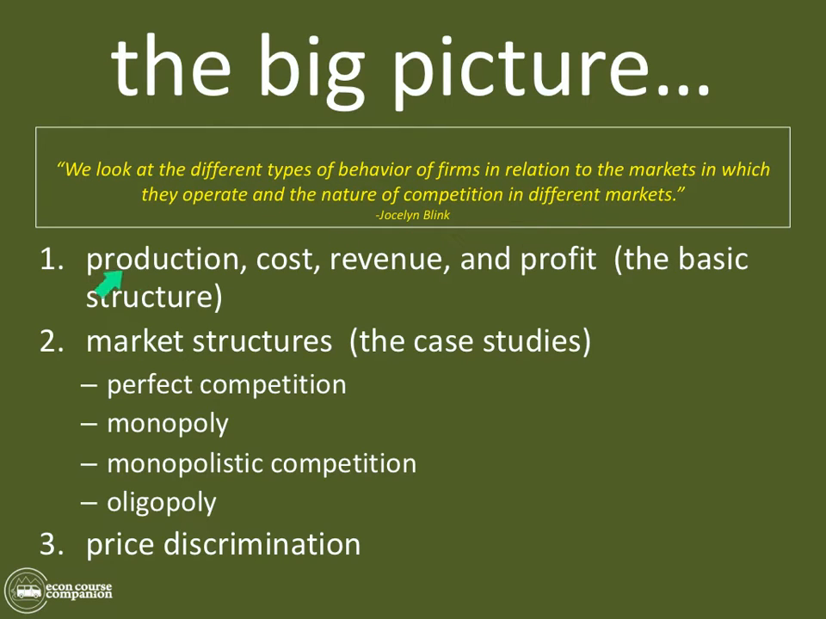So this unit of the IB course syllabus is set up with section 1, which is production, cost, revenue, and profit. What I want you to think about is that it's the first chapter you're going to face in your course companion, and it is going to set up a model. And then we are going to take that model and apply it to four market structures: perfect competition, monopoly, monopolistic competition, and oligopoly.